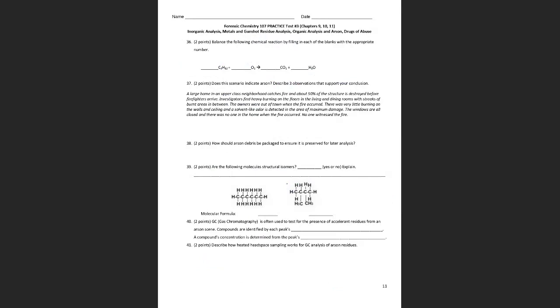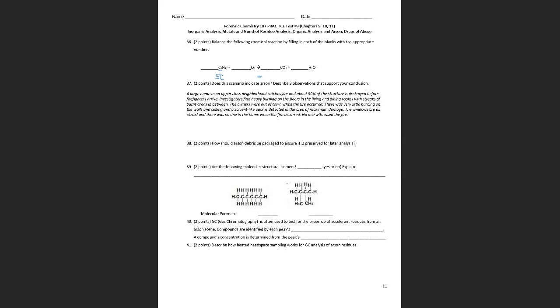Page 11, balancing equations. That's another skill that can be challenging. So how do I do it? I go from left to right. I start with carbon. I have 5 carbons. The subscript after the element tells you the number of that element in the sample. So 5 carbons. And I need to have the same type and number of elements on each side.